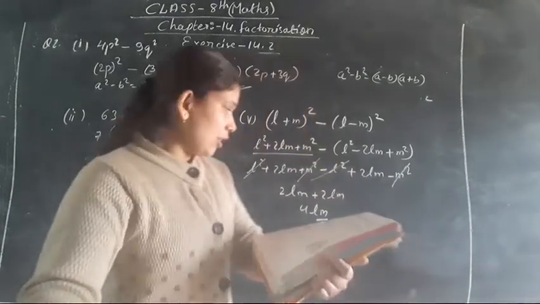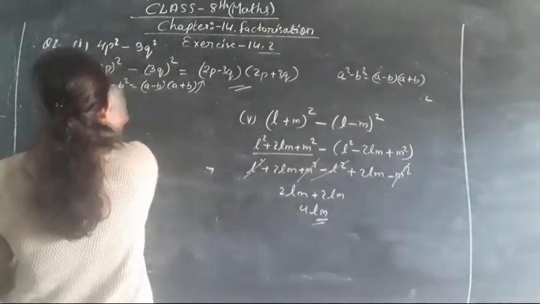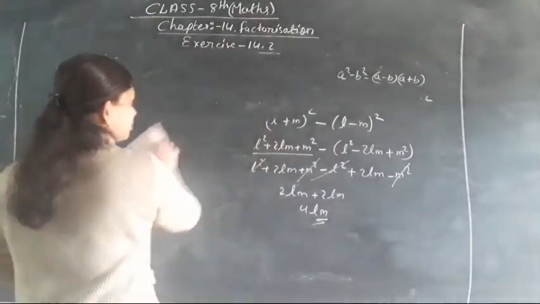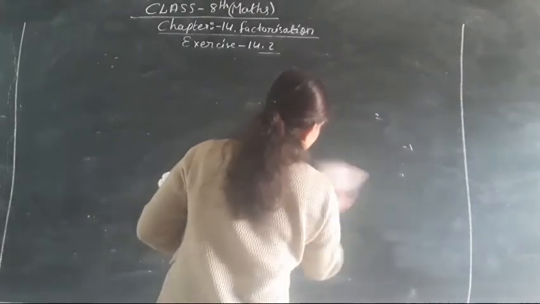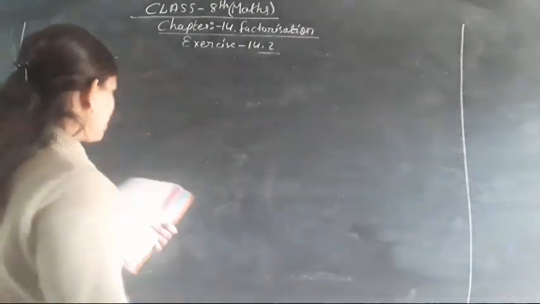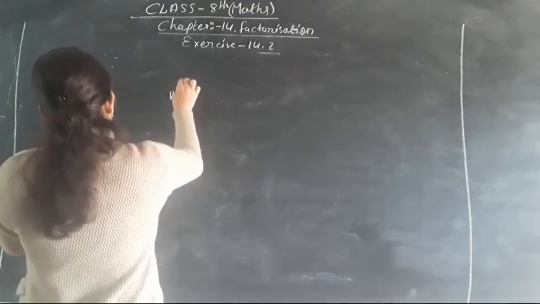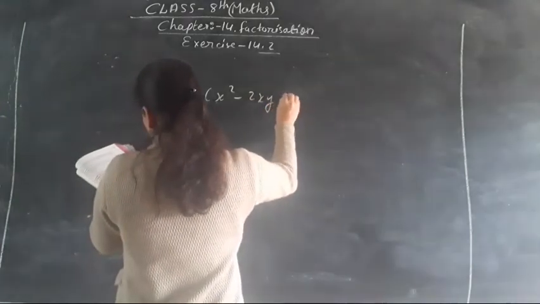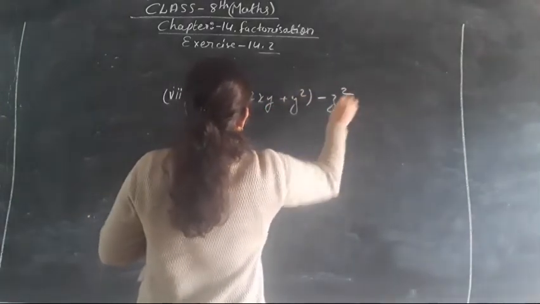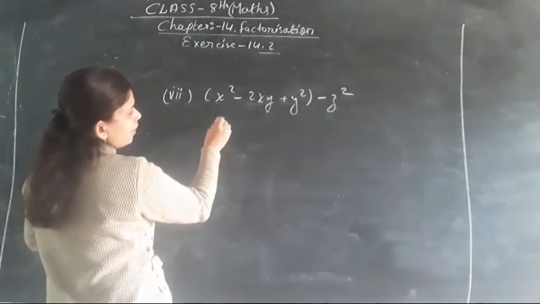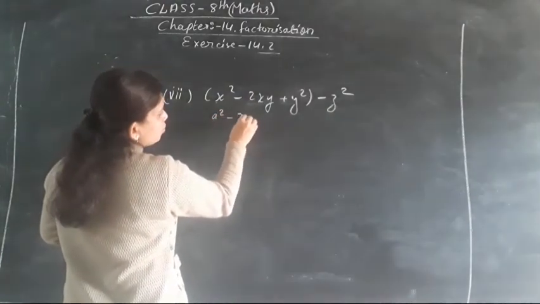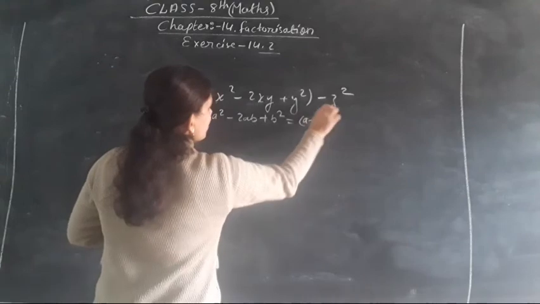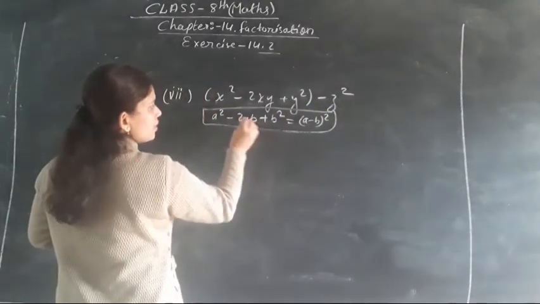One more question, the seventh part. Seventh part of the question we are having: x square minus 2xy plus y square minus z square. Is this equation in the form of a square minus 2ab plus b square, which will be equals to a minus b the whole square? This is the identity, isn't it? So the question is in the form of this form.